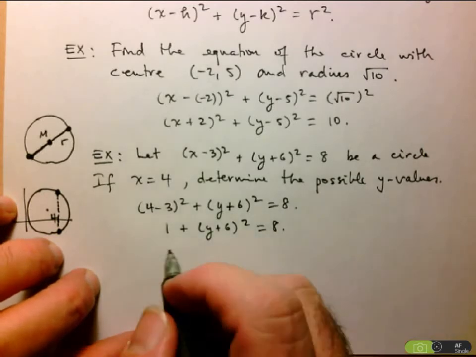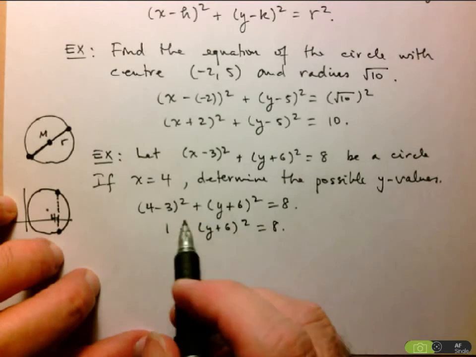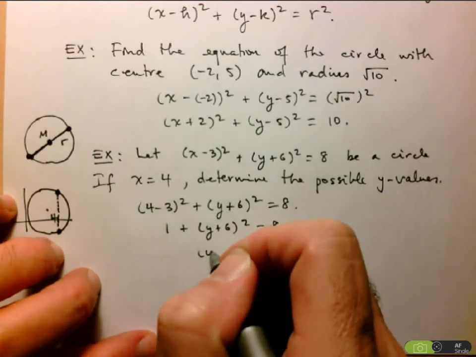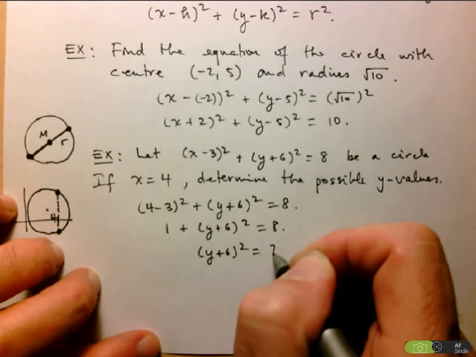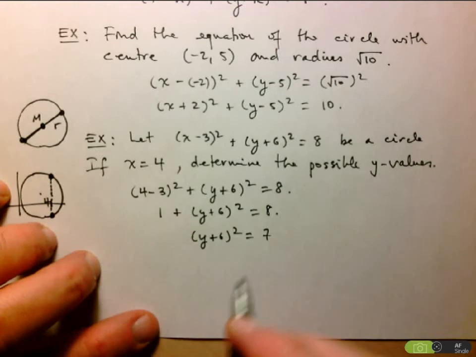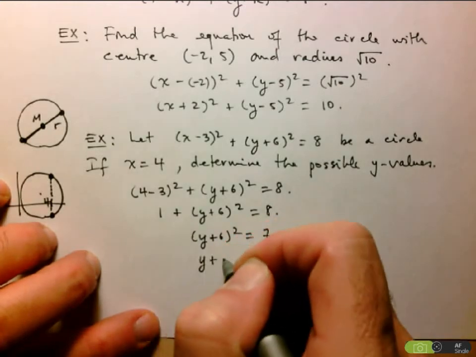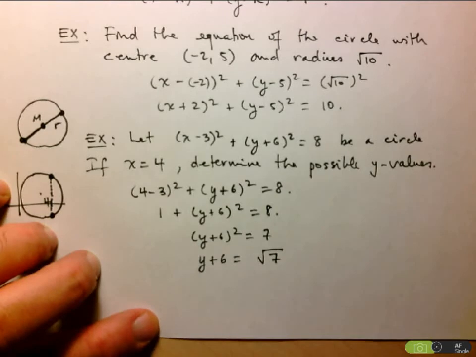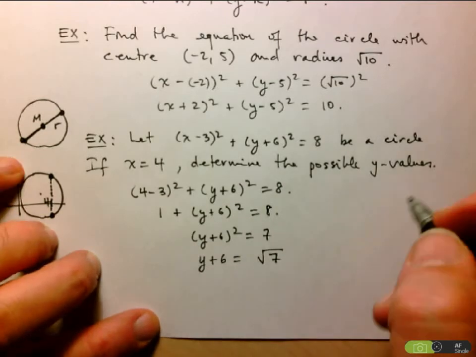So let's go ahead and do that. We're going to do reverse BEDMAS, bring that 1 to the other side. So (y plus 6) squared equals 8 minus 1, which is 7. The opposite operation to squaring would be the square root, so I'm going to take the square root of both sides. And this now is where, again, I need to be careful. So I'm going to just do a little something on the side.